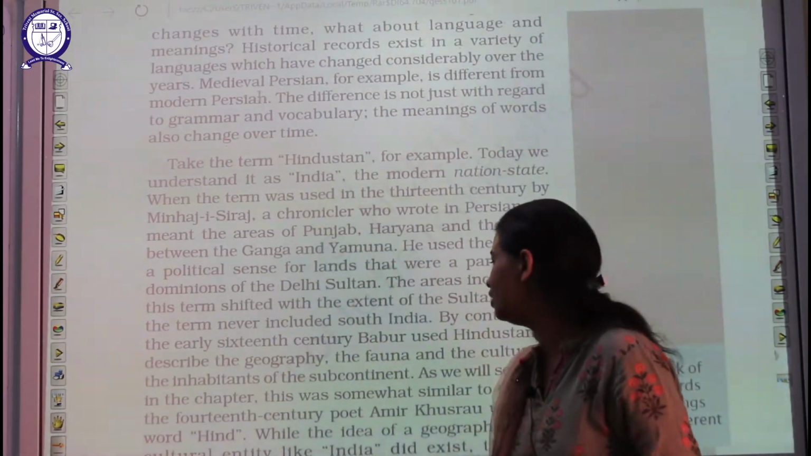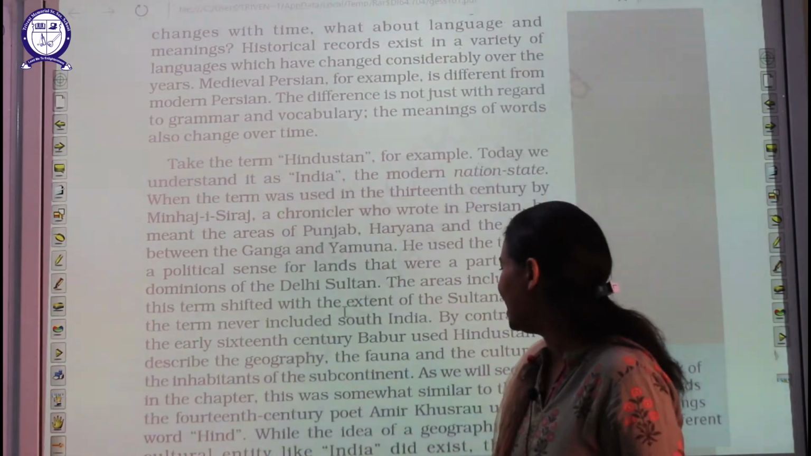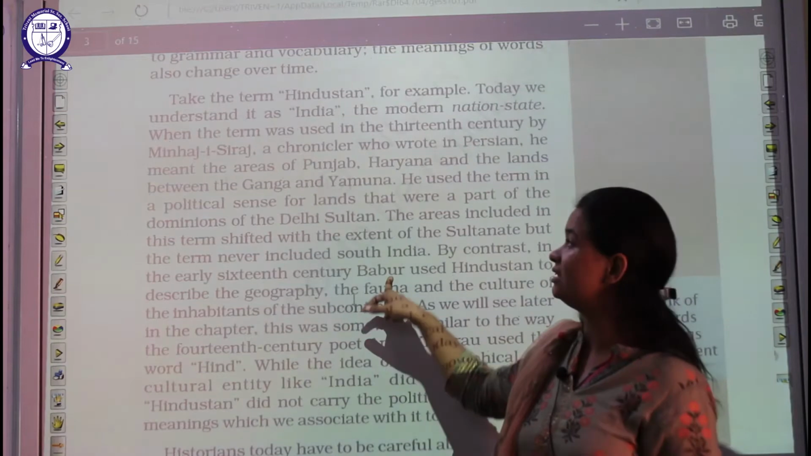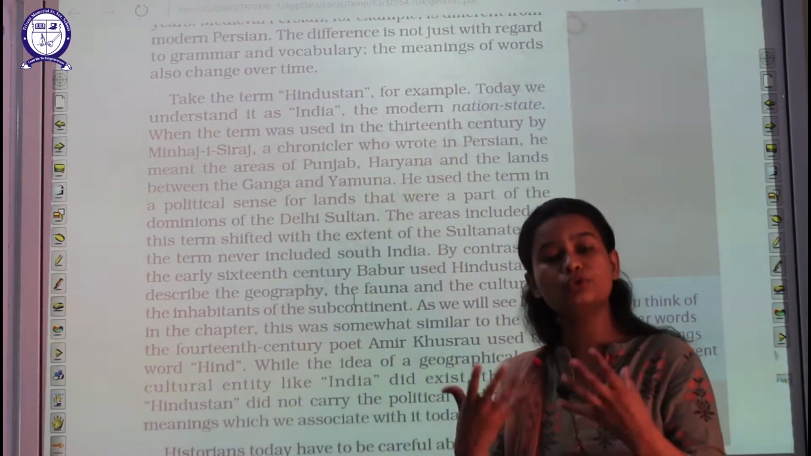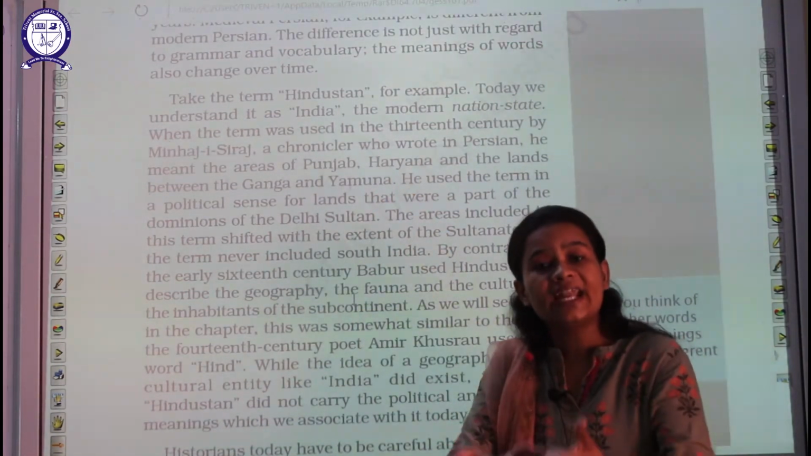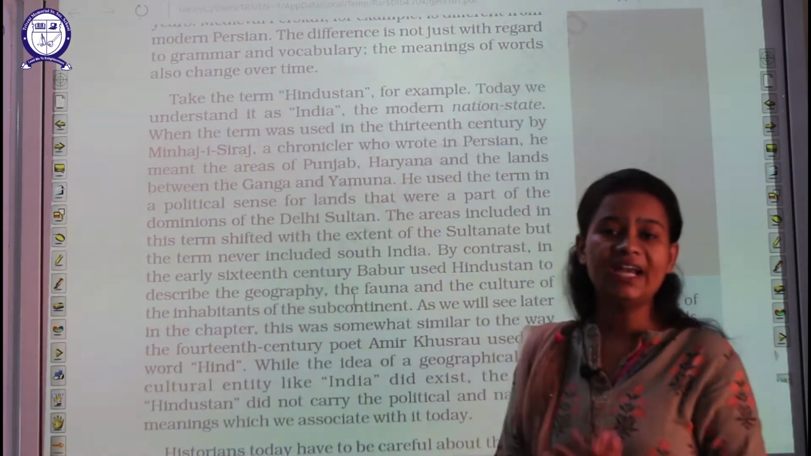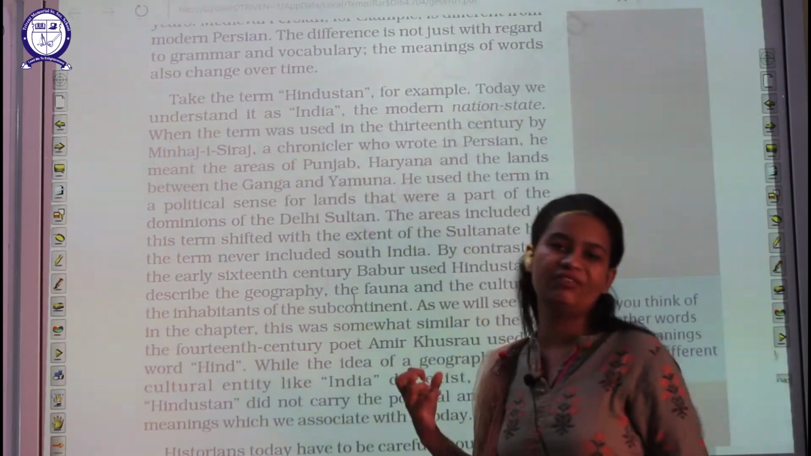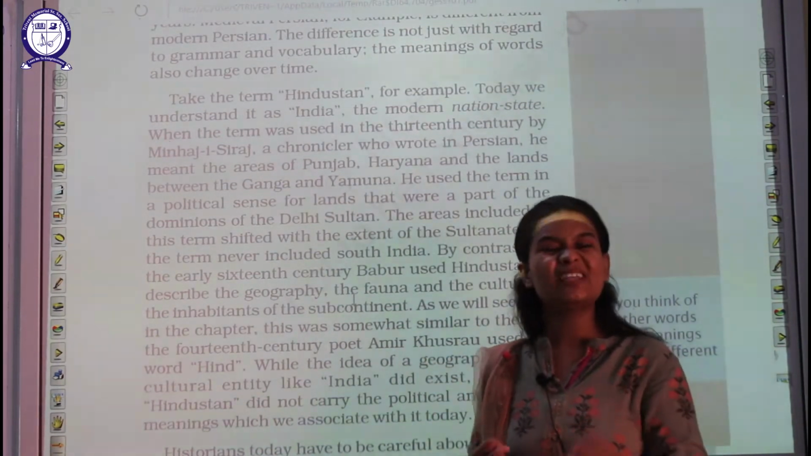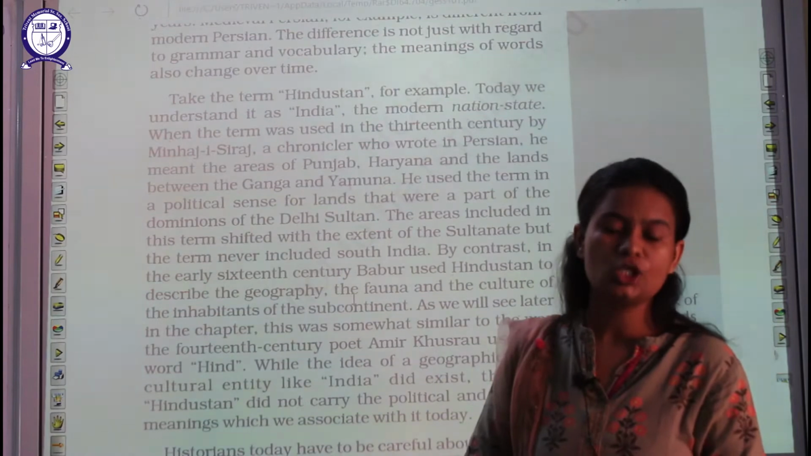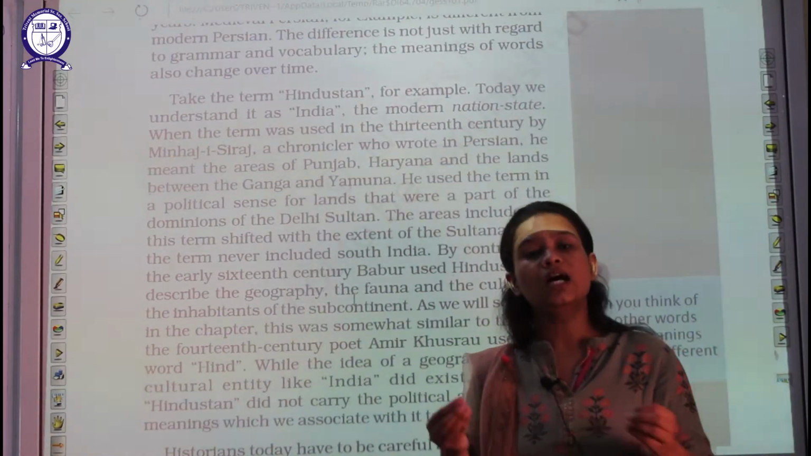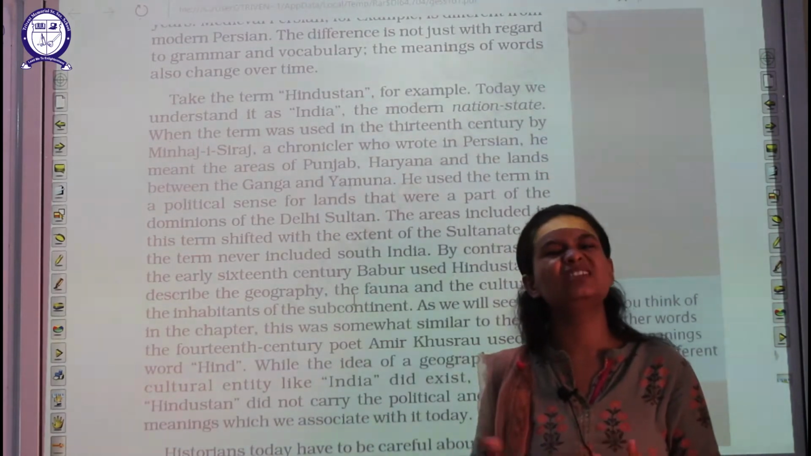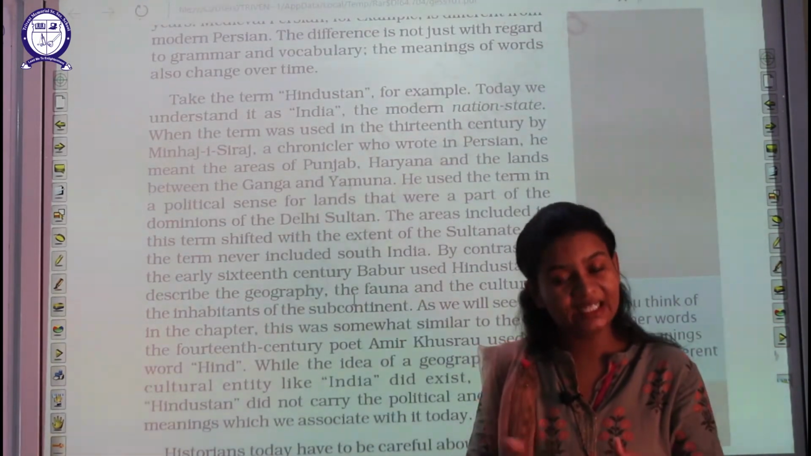On the other hand, another person is Babur. Babur gave this term to India because he defined India on the basis of the culture prevailing in India and on the basis of geographical factors. Geographical factors means the plants, the animals, flora and fauna and other species present in India.